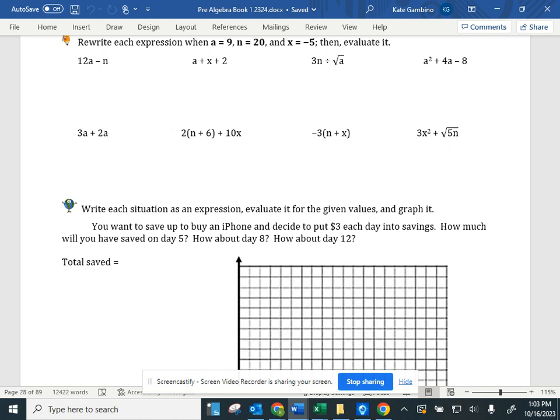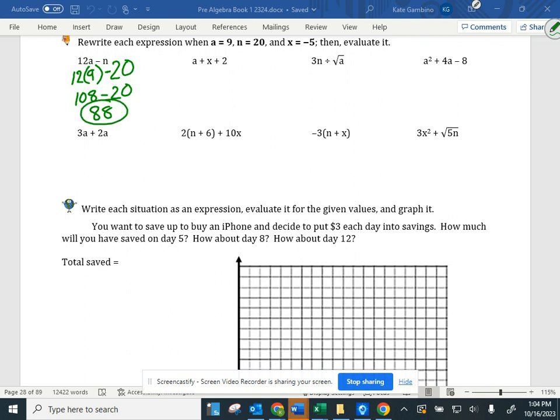So even though they didn't write the equal sign, it says to evaluate. So we know that we need to do the math. What I want to see in your work is, if you see an A, you're going to put in a 9 there. And then minus, when you see an N, you're going to put a 20. And I want to see the math that you're doing. So 12 times 9 is 108 minus 20. So 108 minus 20 is 88. And then circle your answer.